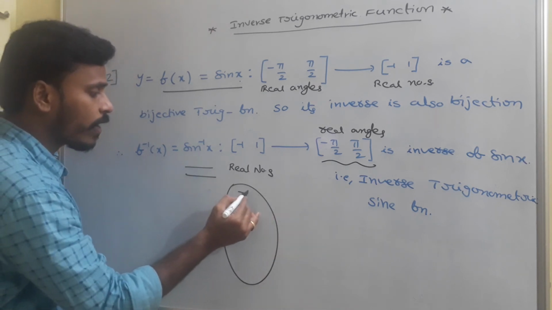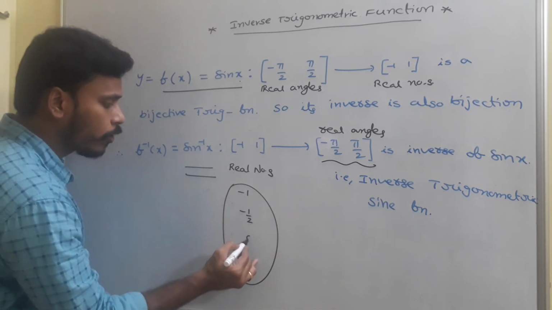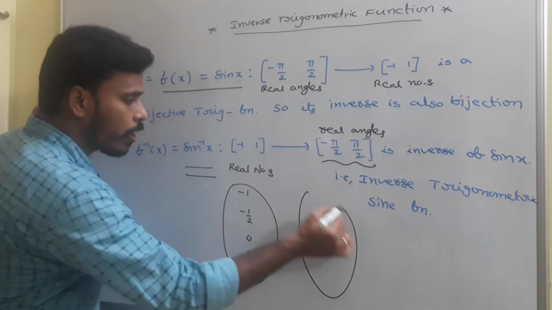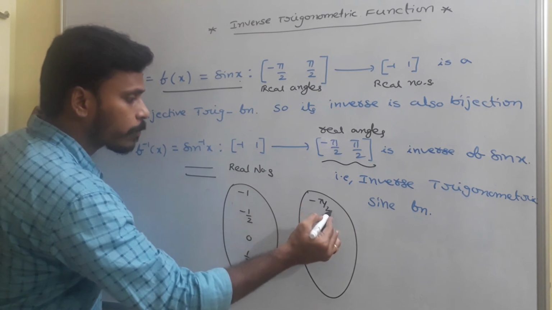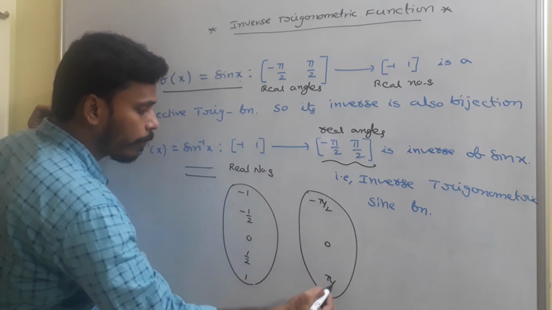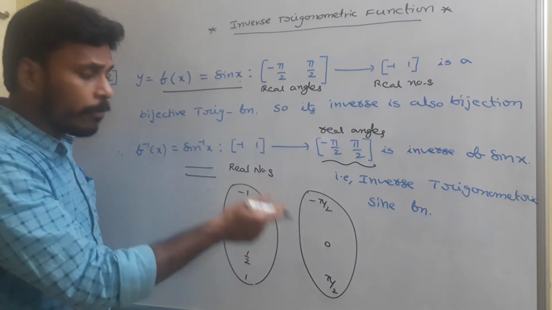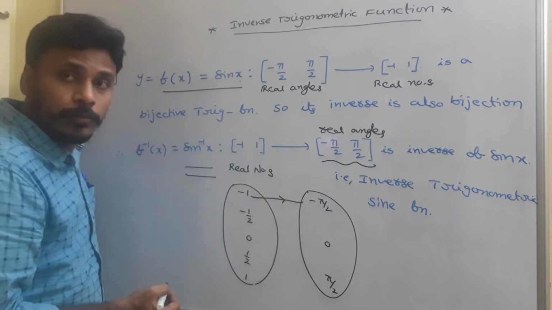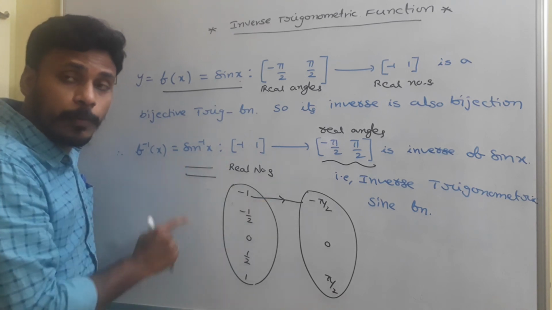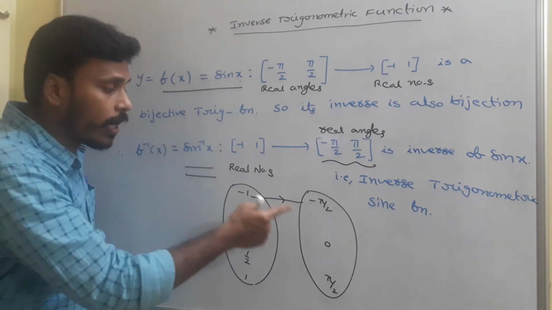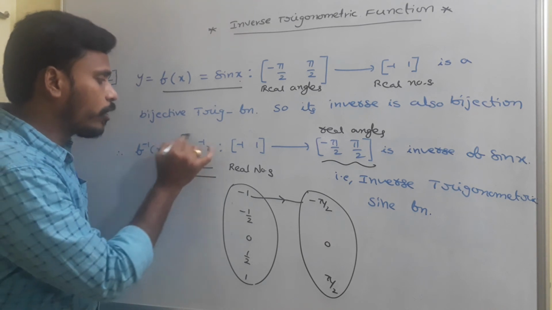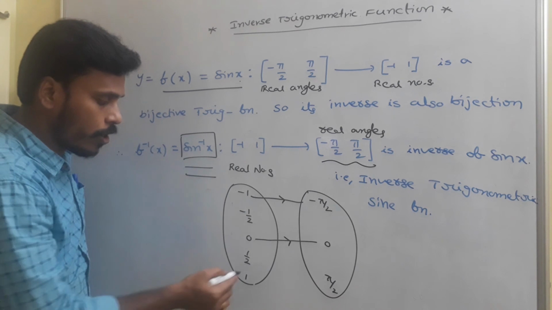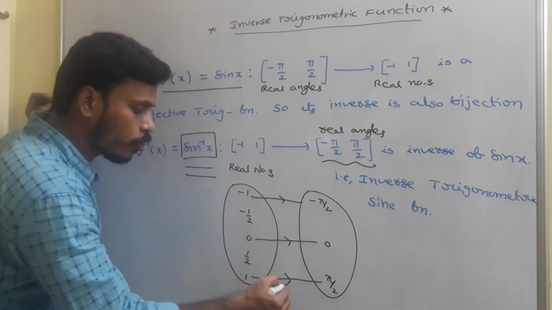Now sine inverse x is from -1 to 1 to the angles minus pi by 2 to pi by 2. So here we have -1, -1 by 2, 0, 1 by 2, 1, and many other numbers in between. And here you will have minus pi by 2, 0, pi by 2, and in between we have many other things. -1 is connected to minus pi by 2, because sine of minus pi by 2 is -1. So -1 we connect to minus pi by 2 according to sine inverse x. Sine inverse of 0 is 0, and 1 is connected to pi by 2.